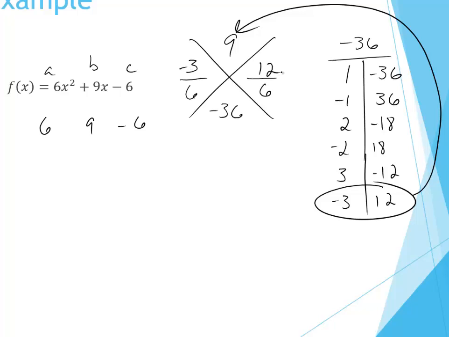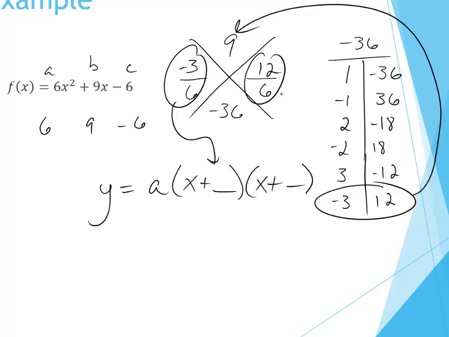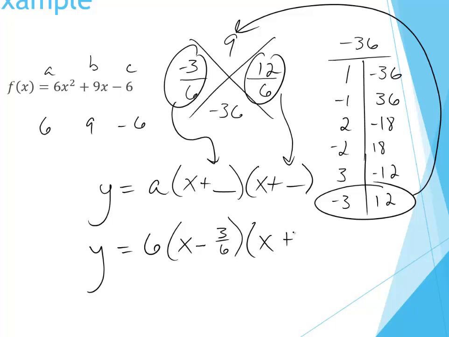And now that we have our fractions, we can now make our equation. So y equals a times x plus blank times x plus blank. And one fraction will go in here, the other fraction will go in there. So we're going to have y equals, what is a? A is 6. And then we'll have x plus a negative, which is subtract, 3 over 6 doesn't reduce to a whole number, so leave it as 3 over 6. And then we're going to have x plus 12 over 6 reduces to positive 2.